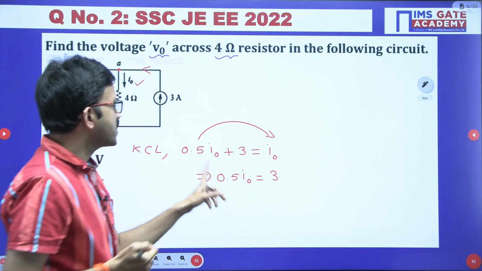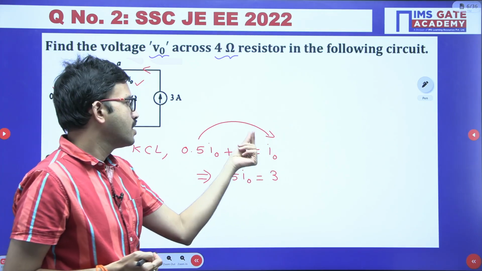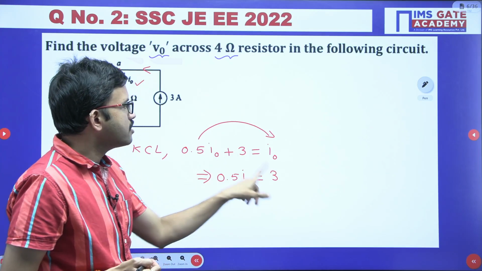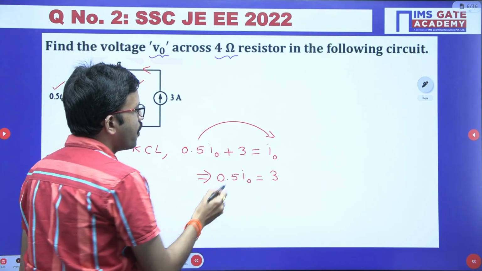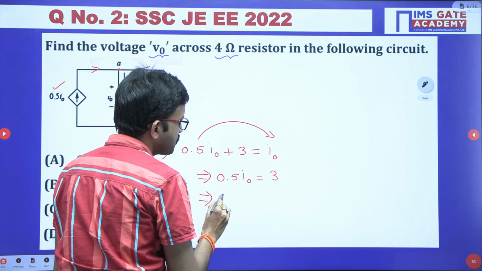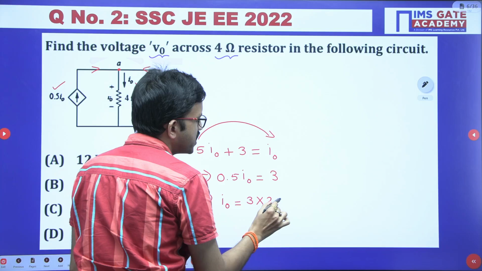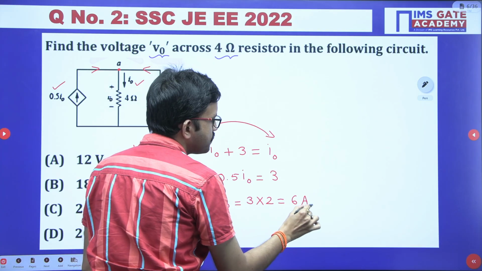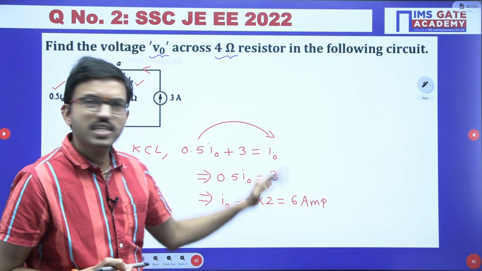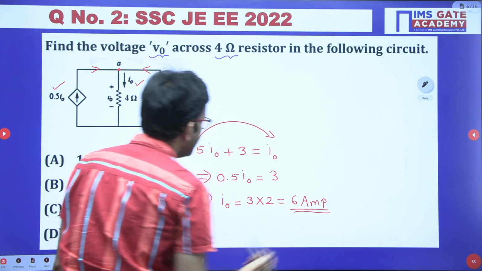I am repeating once again, this positive term I have brought to the right hand side, so it becomes negative. I naught minus 0.5 I naught is 0.5 I naught, which is equal to 3. We can write 0.5 as 1 by 2, and then by cross multiplication I naught equals 3 into 2, that is 6 ampere. So 6 ampere is your I naught.